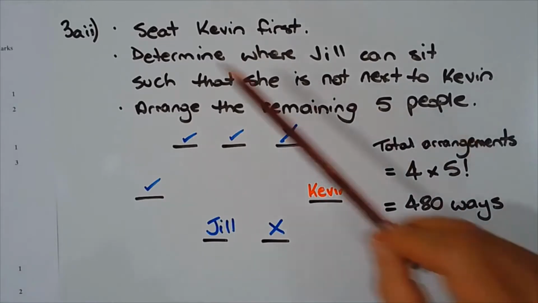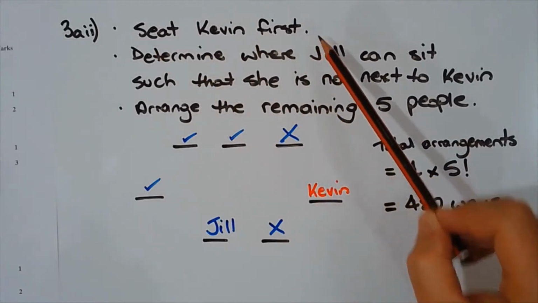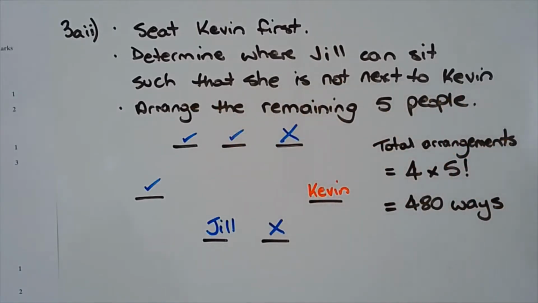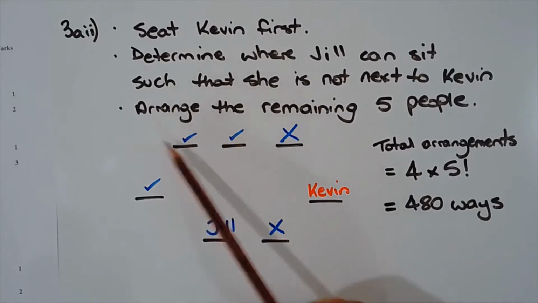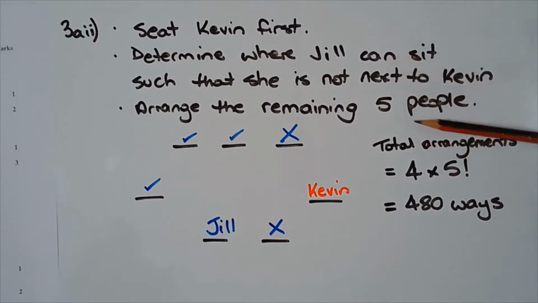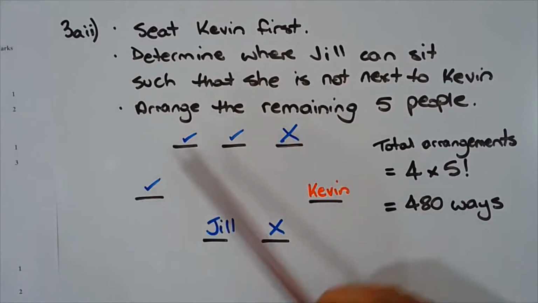Or we can seat Kevin first somewhere around the circle, determine where Jill can sit such that she is not next to Kevin, so count the number of ways that that can happen. Then we arrange the remaining 5 people around Kevin and Jill, and then apply the fundamental counting principle, multiplying these 2 values together to get the total number of arrangements possible where Jill and Kevin are not sitting next to each other. So here's a circular dash diagram that may represent the situation.